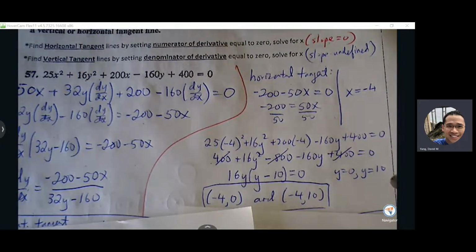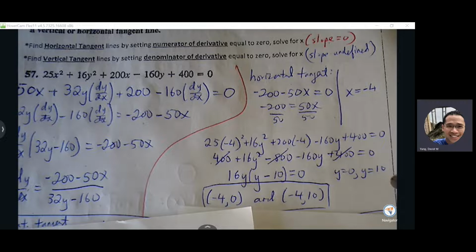Any questions about horizontal tangent? So find the derivative, whatever way it is that you're going to get there. Set the numerator equal to 0, and that will tell you where the graph is going to experience these flat slopes.